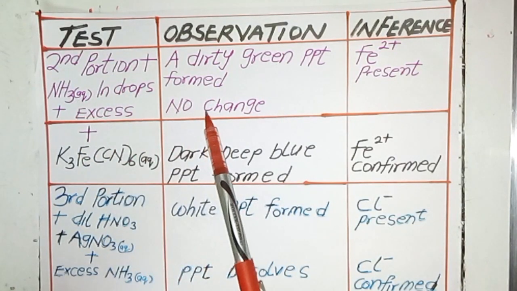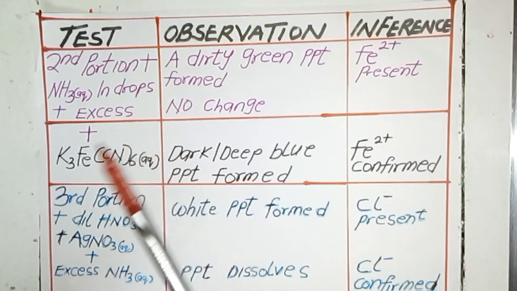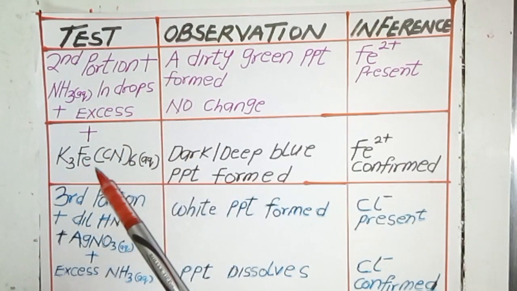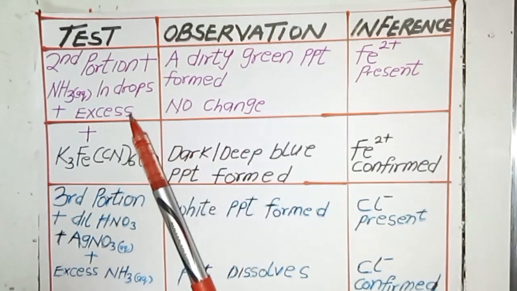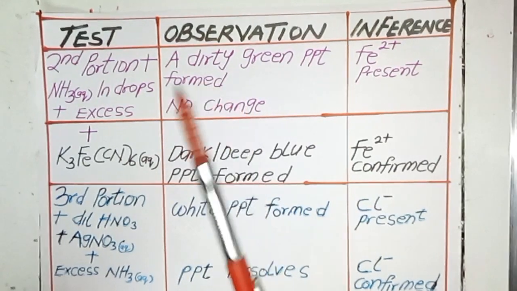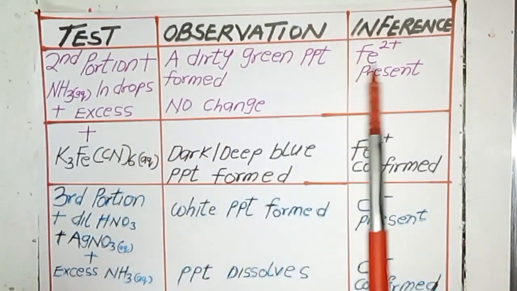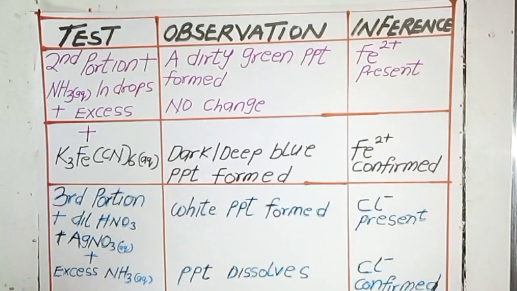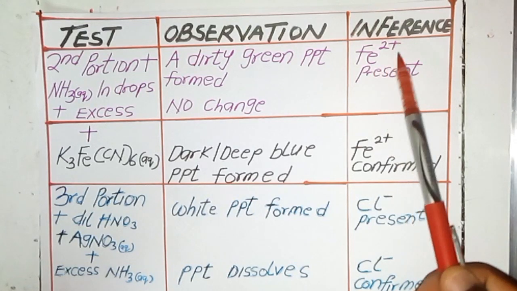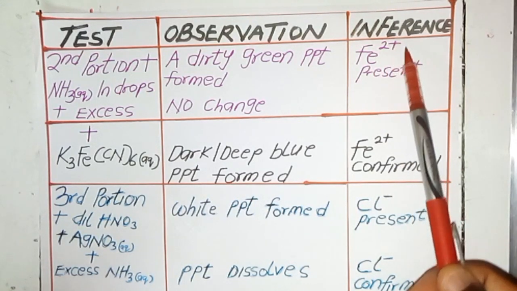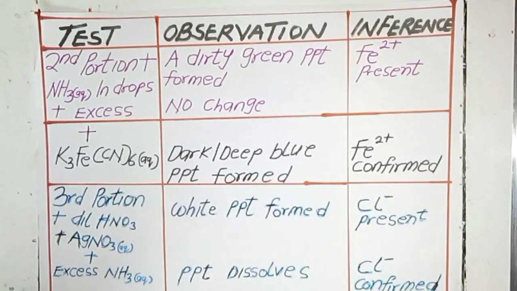In excess, no visible change or no reaction, right? Or precipitate remains insoluble. So all these are words that can be used in place of no change. You can say no visible change or precipitate remains insoluble. So the inference here will be the same as for sodium hydroxide. So I'm saying iron 2 ions present.